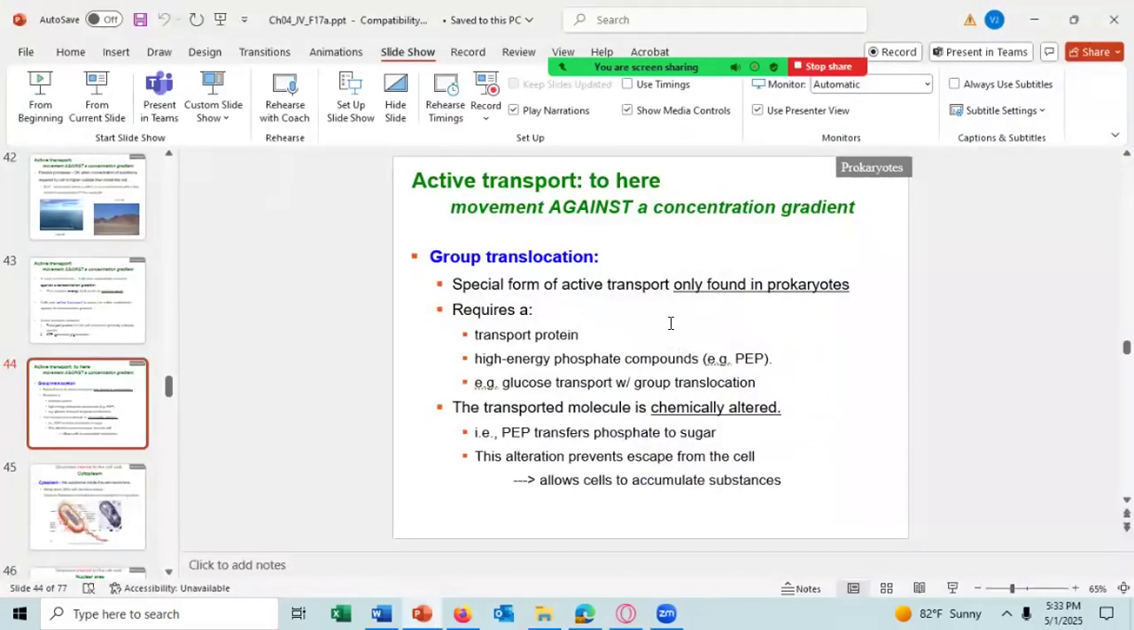Than if the cell only used active transport. No, eukaryotes can only use active transport because they do not have group translocation. But all prokaryotes have group translocation. And to move molecules inside their cell, they will move some by active transport and others by group translocation.